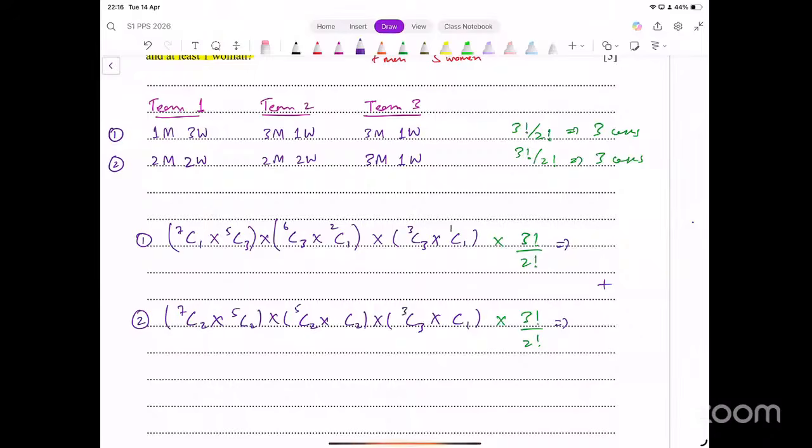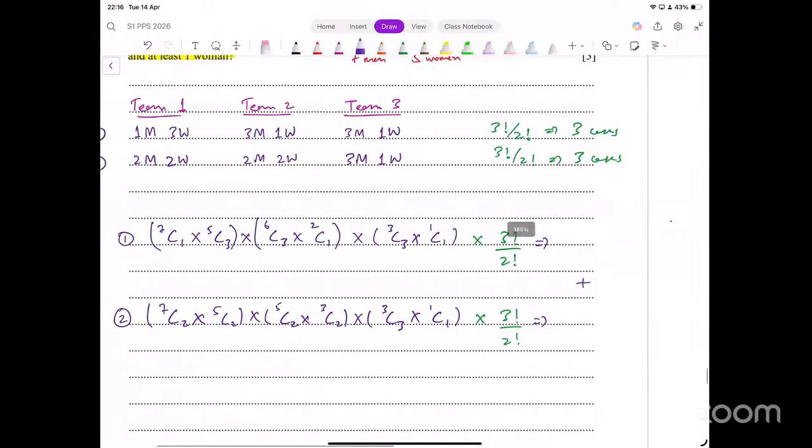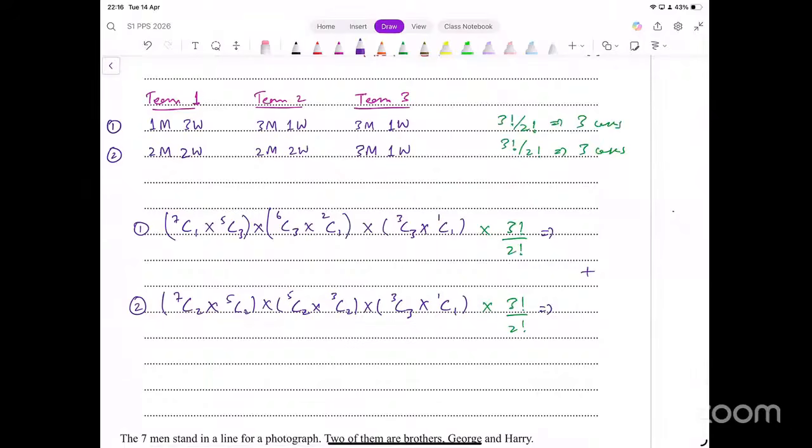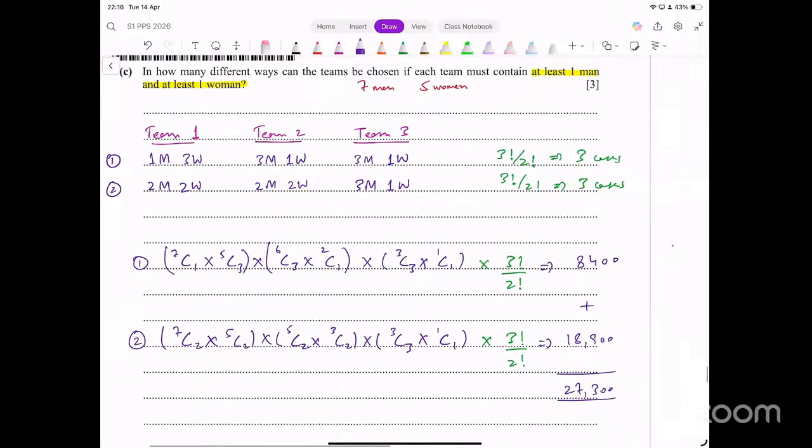For women as well, 5C2 and then 3C2, and then 1C1. And that will give you the result. Evaluate both of them, see what you get from that. The first one is 8,400. The second one is 18,900. And that will give you the result, which is 27,300. They wanted us the number of ways, right?